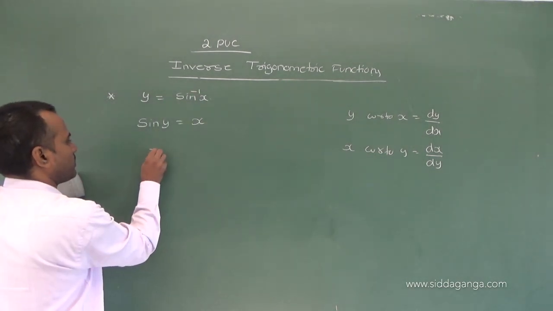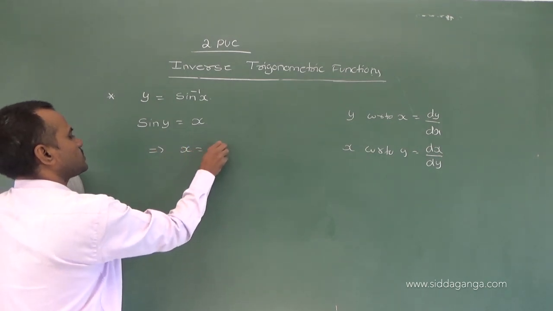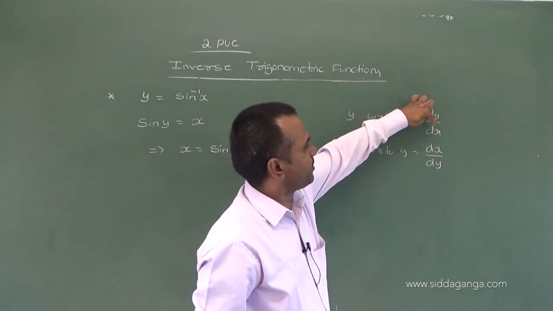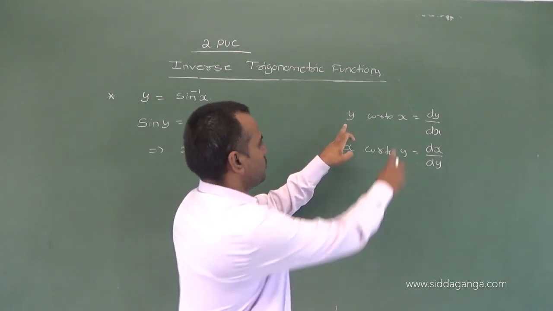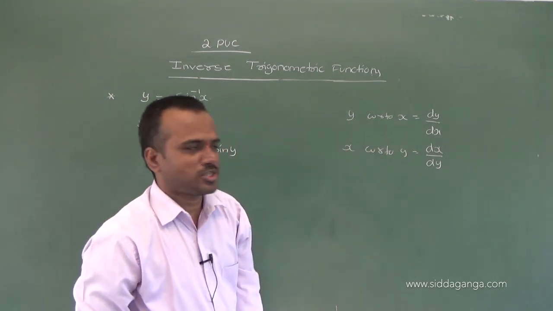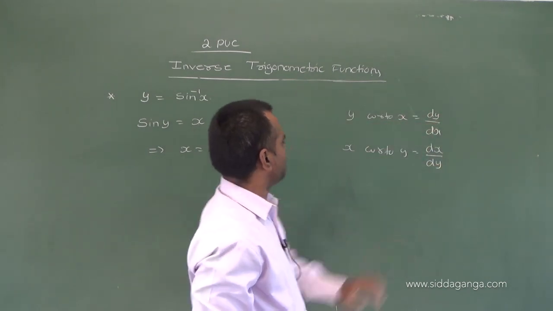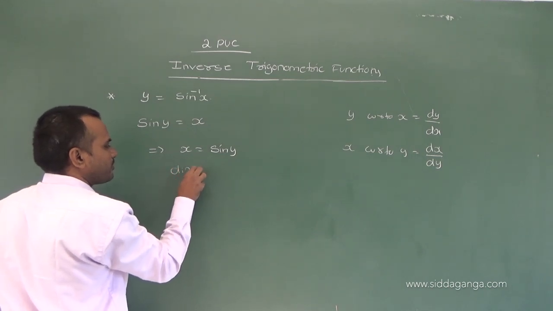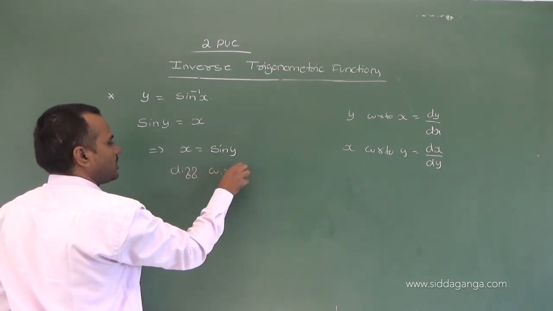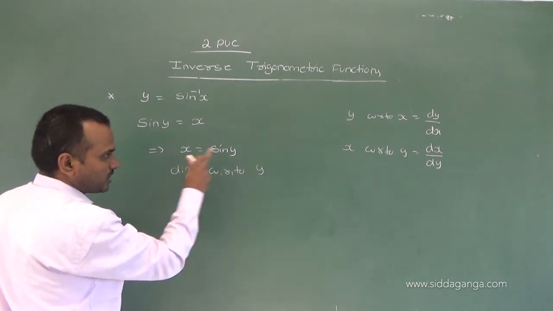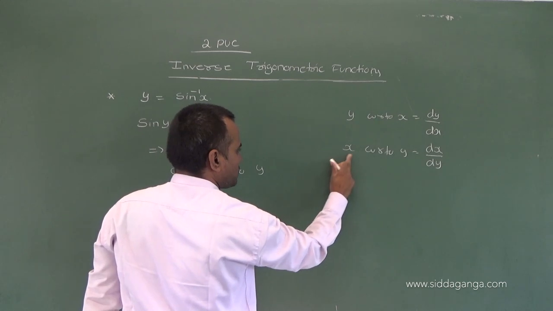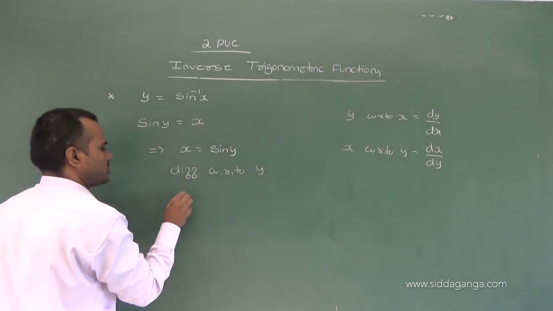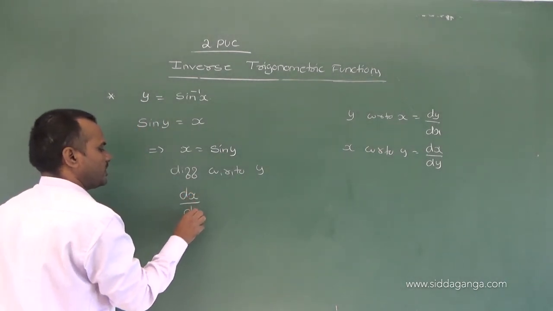write here, that implies x is equal to sin y. See, y with respect to x, dy by dx. Got my point? If I write the opposite, x with respect to y, also opposite, dx by dy. Differentiate with respect to y. Y with respect to x, x with respect to y, we link this one. X with respect to y means dx by dy. Left side what? Dx by dy.